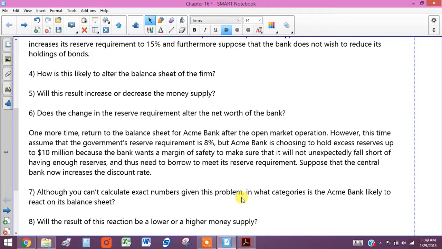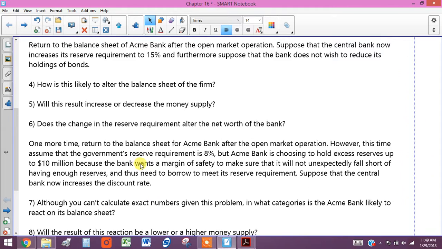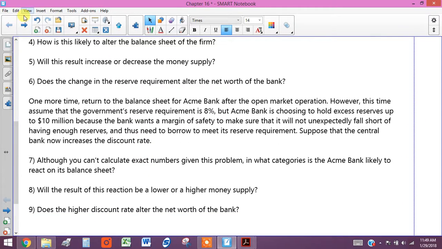Now, if you think this through, if Acme Bank were to fall short and need to borrow money from the central bank, they are now going to have to pay a higher discount rate to do so. So they don't want that to happen. So they're going to make sure that they have enough in reserves so they do not have to end up borrowing money to make up the shortfall. So what do they do? Well, we can say that they do this.